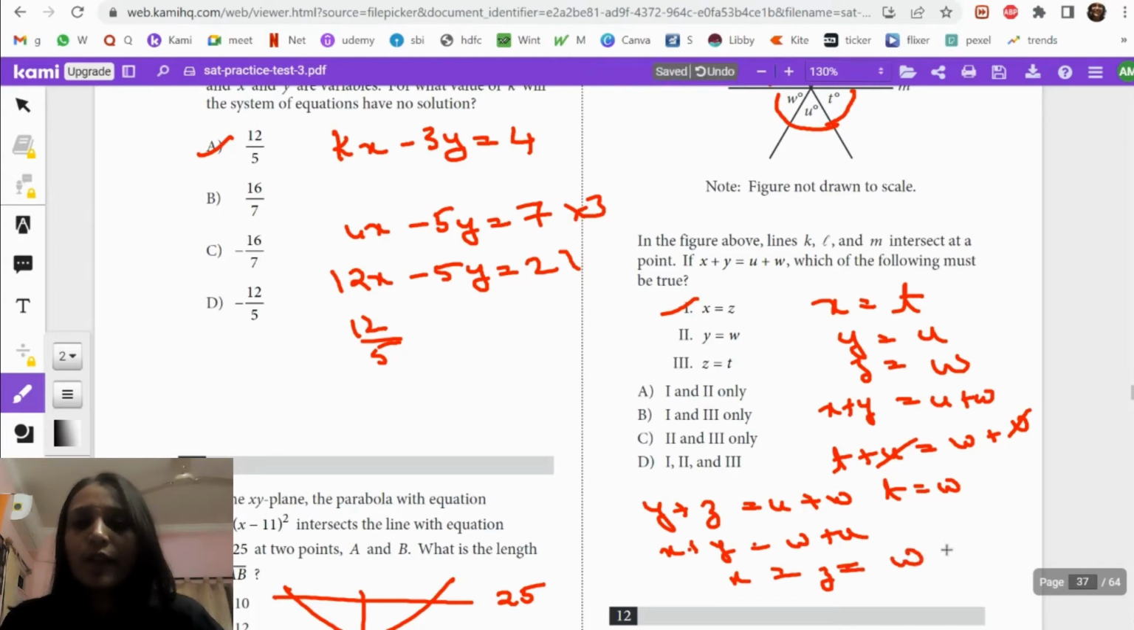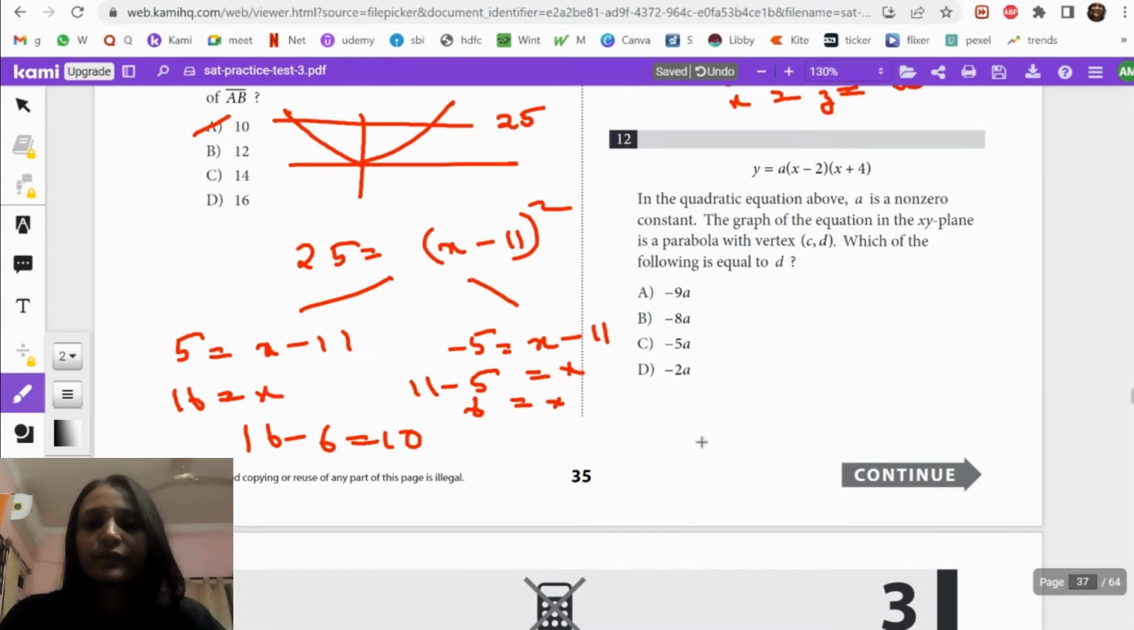And if x is equal to w, then this would also mean t is equal to w. So we have z is equal to t as another option, but y would not be equal to w, which means only 1 and 3 should be correct. So your answer should be B. Let's move to the next question.